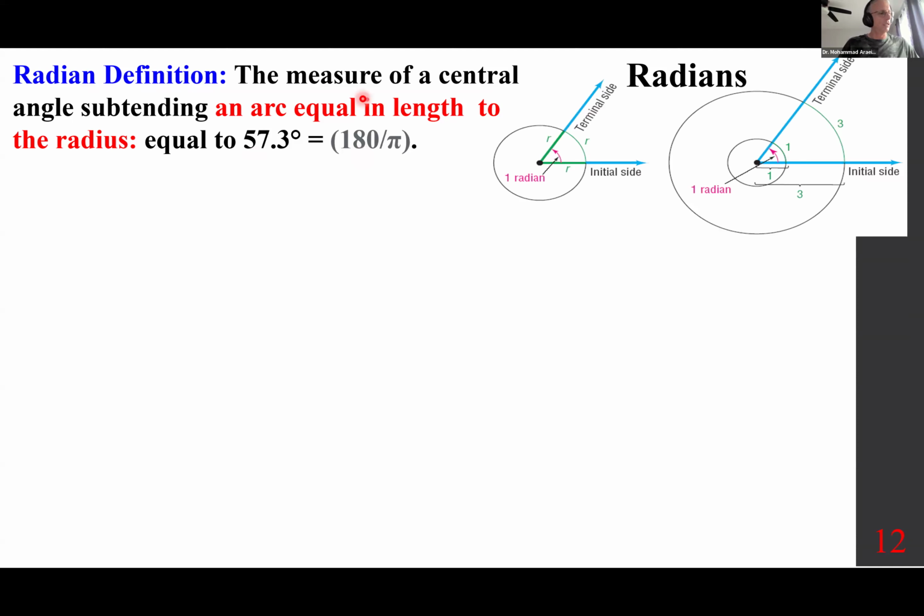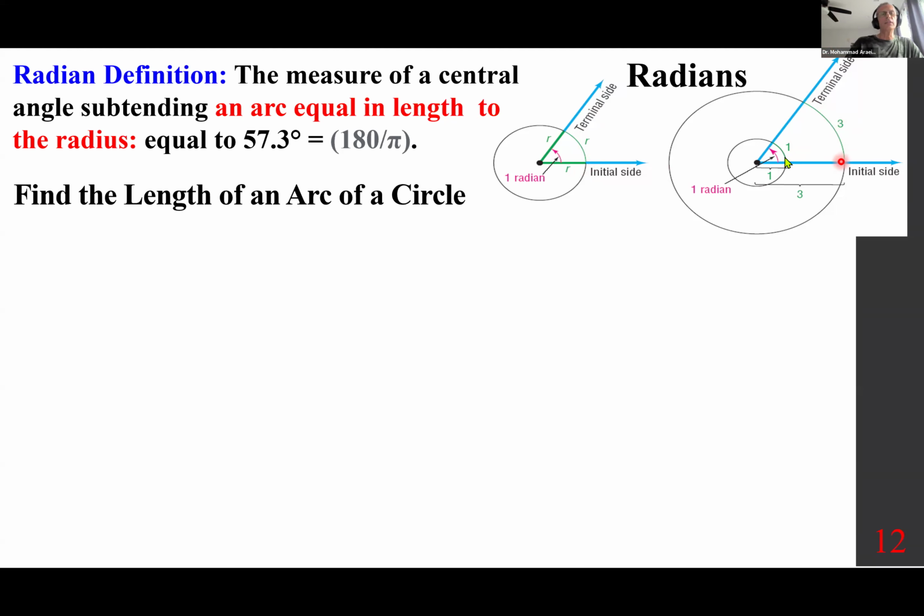In other words, if you look at these graphs, the idea is that it doesn't matter whether the circle has a large or small radius. The central angle subtends an arc, and if the length of this arc is equal to the radius, as it is the case here, over here it's just r in general, that is 1 radian. If this is 3, so is this, just as an example.